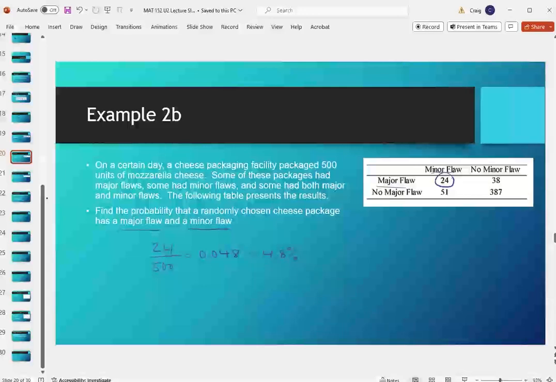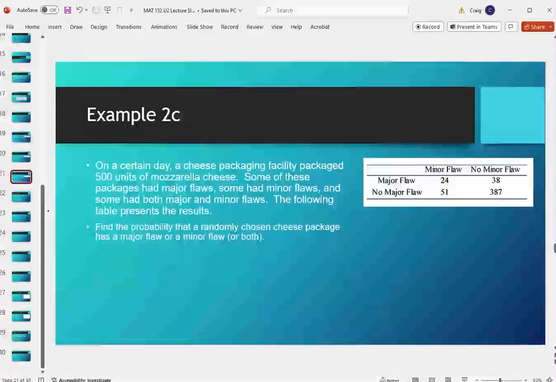So there's a probability of 4.8% that if we randomly chose a package, it would have both of those flaws. Okay. So let's look at the last part of this. Find the probability that a randomly chosen cheese package has a major flaw or a minor flaw or both.